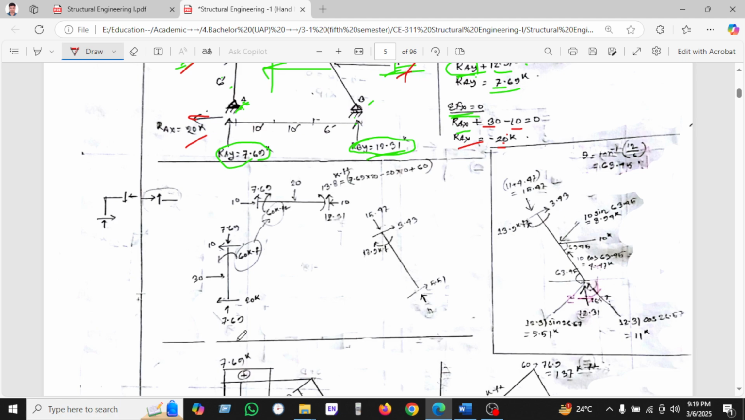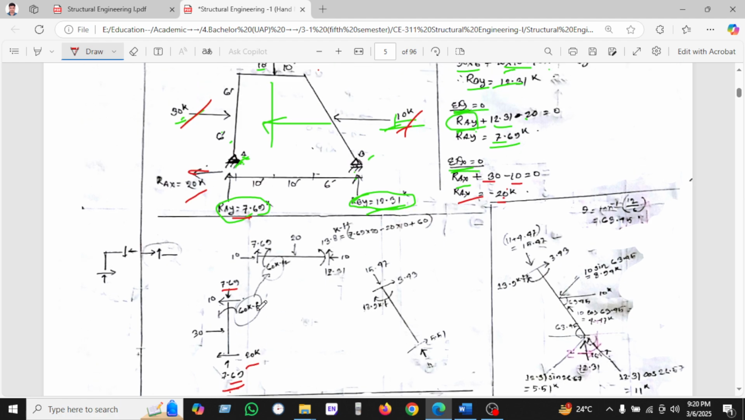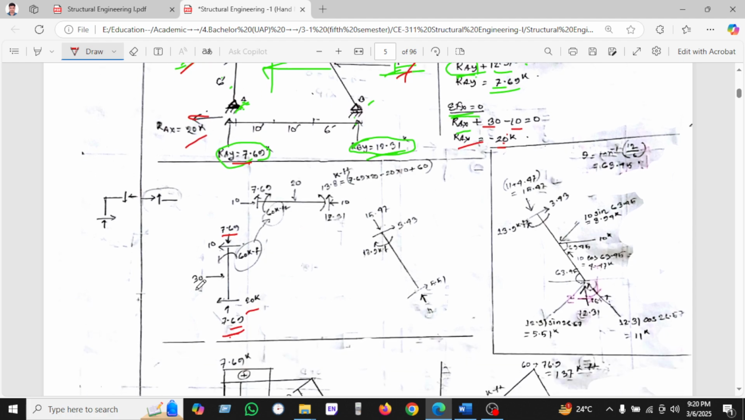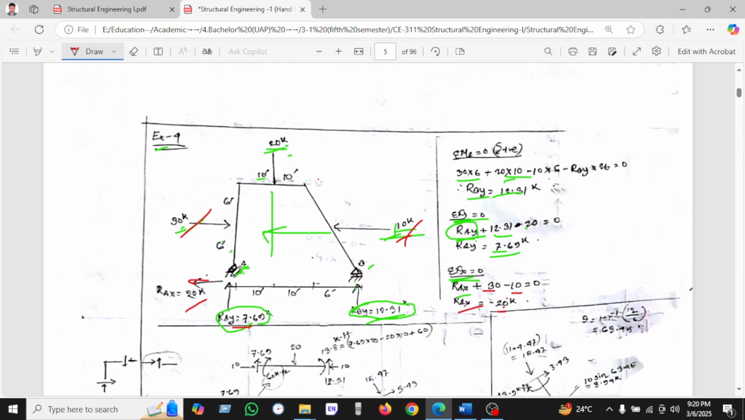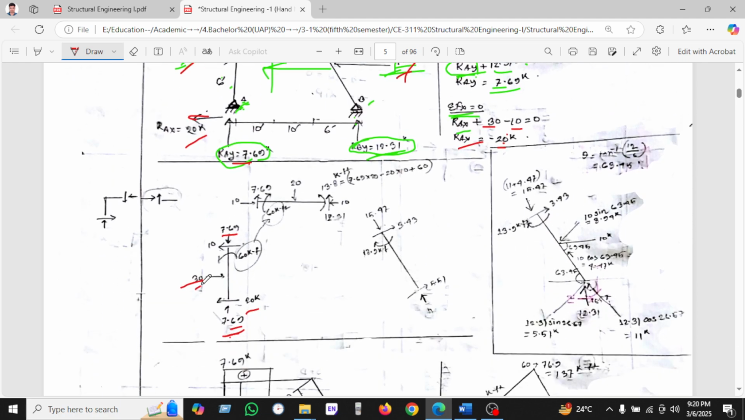Okay, so now we are drawing the moment. Here we can see 7.69, 7.69 is gone, and for balance purposes we have used the 7.69 also. This is the 30. So we are taking that this is the 20, and this is also 50.